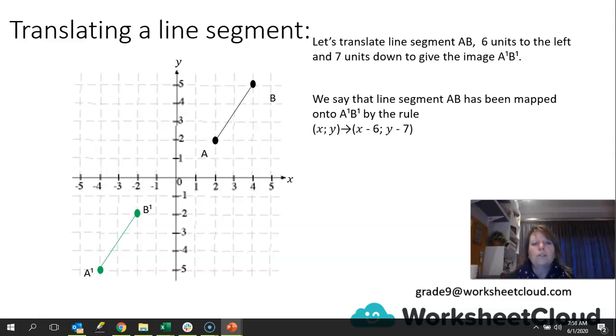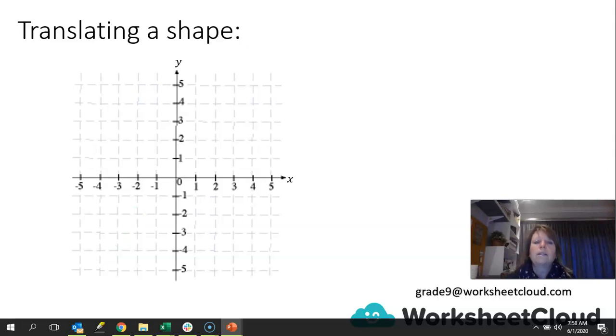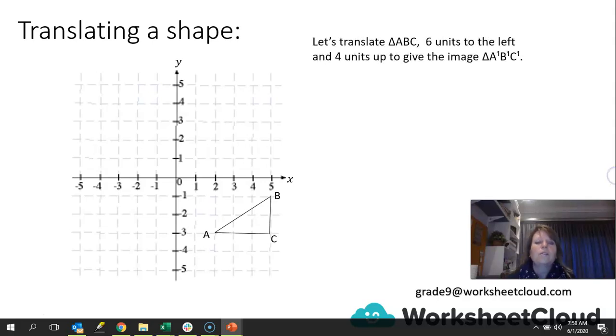But for now, that is the rule that we followed because we went 6 units to the left and 7 units down. Okay, the next thing is let's look at how to translate a shape. So there we have a shape. We've used a triangle this time, and it is triangle ABC. Okay, so now we're going to translate triangle ABC 6 units to the left and 4 units up to give the image triangle A1, B1, C1. Because in each point that we've translated, we have to then name it A1, B1, C1.